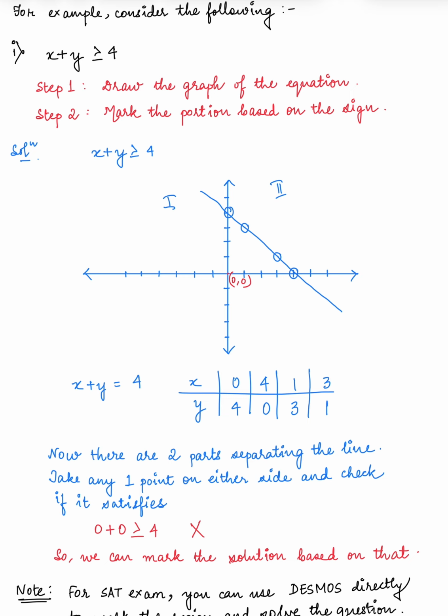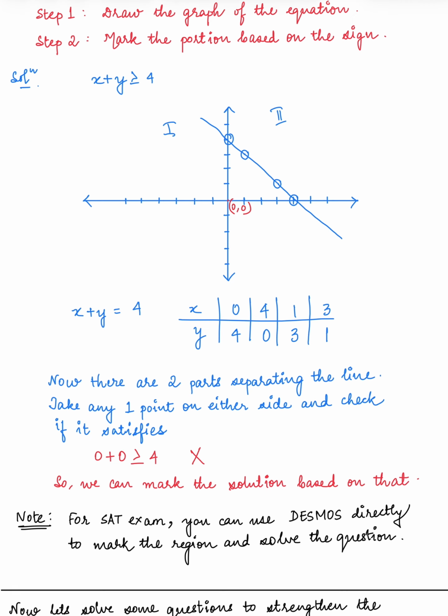Whatever be the equation, we first make it equal, write the solution or graph the solution, and then we draw the line of the graph and then we mark the portion based on the sign. So let's see this. x plus y is greater than or equal to 4. So the first step is x plus y equal to 4.